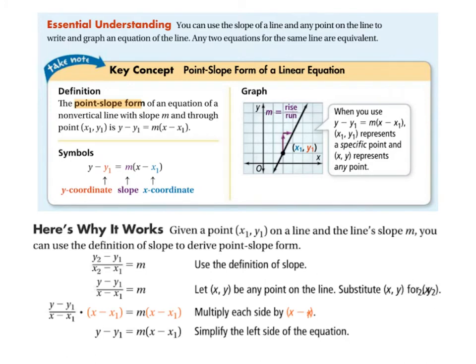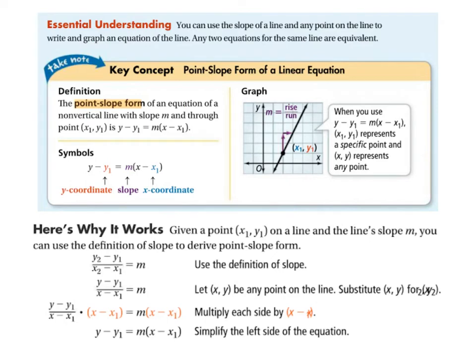Okay, we're going to understand this better as we do some example problems, but here's the basic idea: you can use the slope of a line and some point that you know is on the line to write and graph the equation of the line. Any two equations for the same line are equivalent, meaning it doesn't matter which point we use, as long as we have the slope and one of the points that we know is on the line, we'll be able to write an equation in point-slope form.